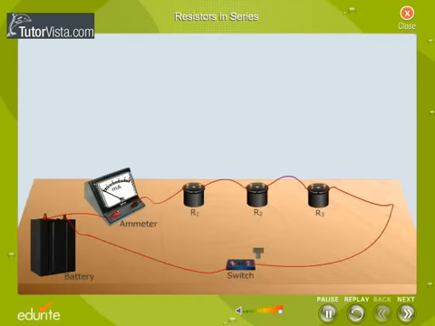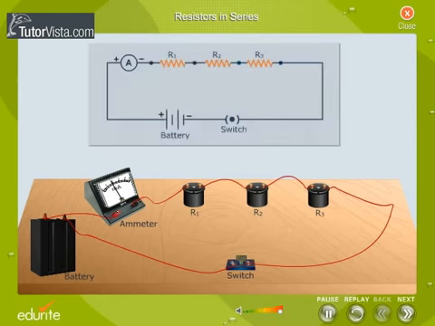Resistors in series. Resistors are said to be connected in series if they are connected one after the other in the form of a continuous chain as shown here. Let us now calculate the effective resistance of the circuit. Consider three resistors R1, R2 and R3 connected to a battery through an ammeter.